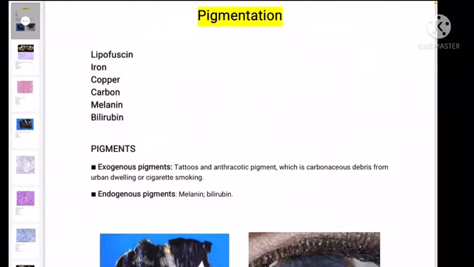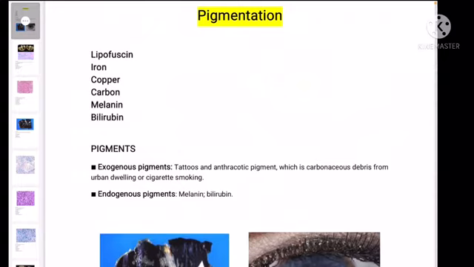About melanin and bilirubin, these are normally produced by our body, and once their excretion is affected or production becomes more, there is accumulation. Especially with bilirubin, in hemolytic anemia there will be excessive production of bilirubin compared to excretion, so bilirubin accumulates. Melanin is the same: because of some melanoma, there will be excessive production of melanin, and it starts to accumulate in your nails, in your eyes, and in skin as well.